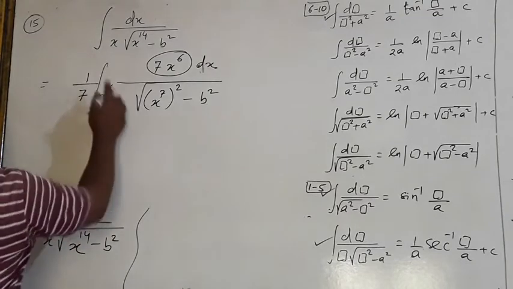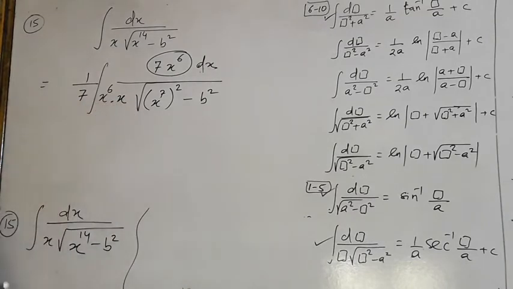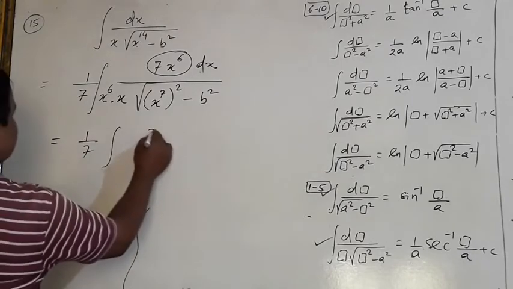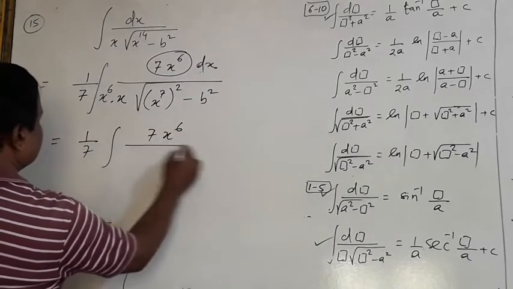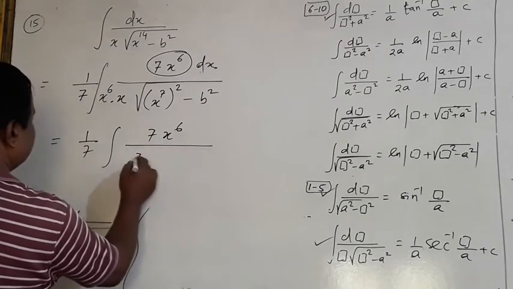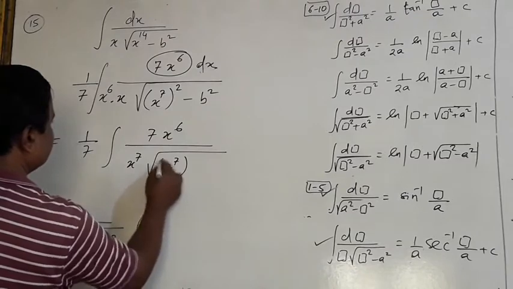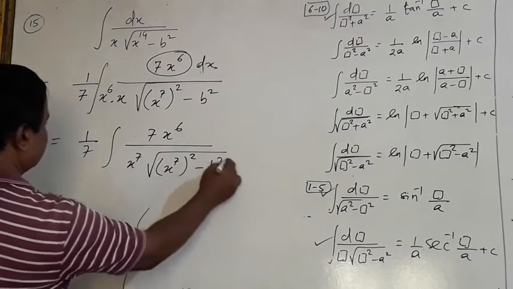x to the power 6. Who is sitting here? x. Later, what will happen? 1 by 7, 7x to the power 6 by x to the power 7 whole square minus b square.